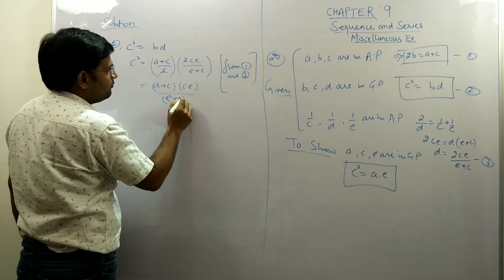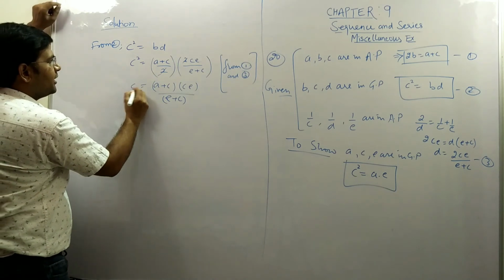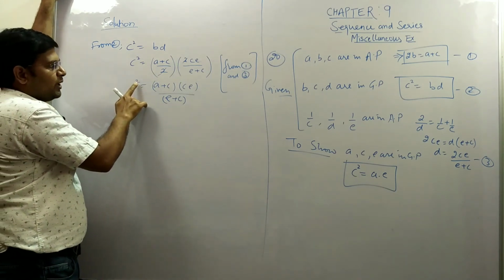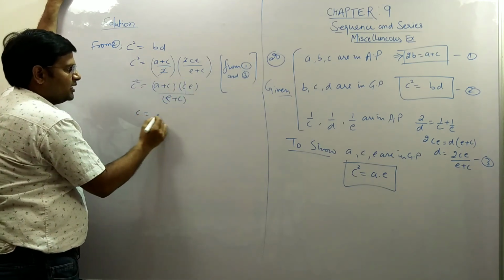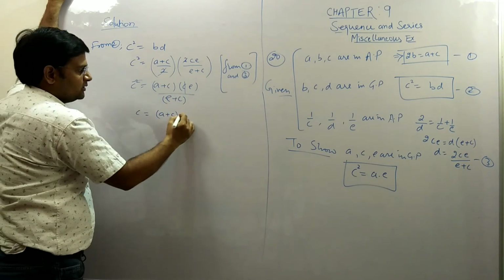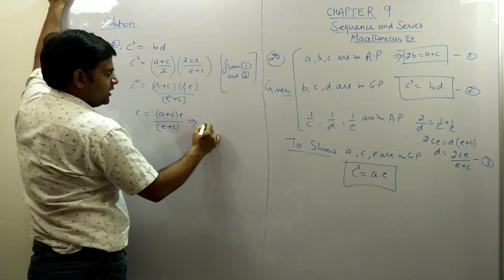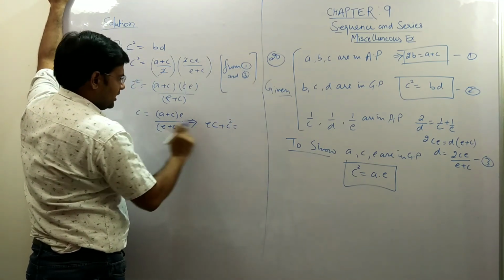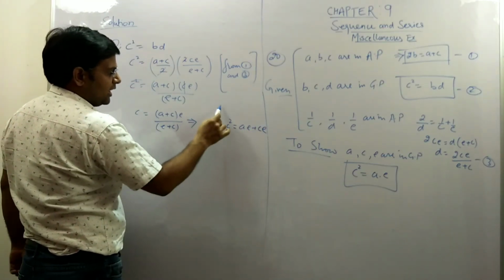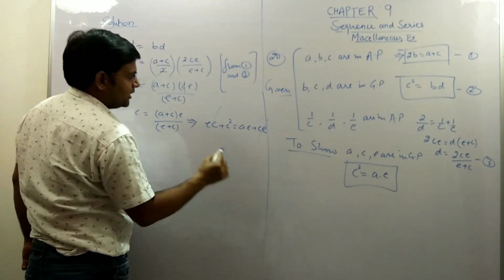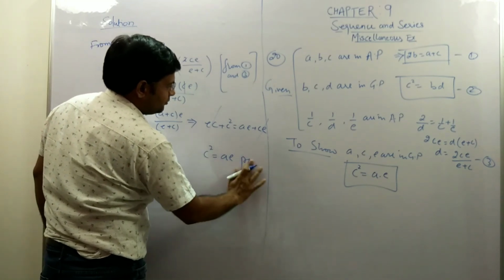Now the next important thing you have to think of is how you can simplify this c square. Now c square is c into c, so this c and this c can be cancelled. So this is a plus c, and this is e, and this is e plus c. Now you do the cross multiplication, you see what you get. This is ec plus c square, and from here this is ae plus ce. So ec and ec will get cancelled out, and now you are getting c square as ae, and you have proved.